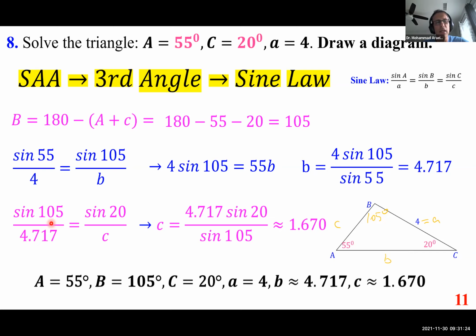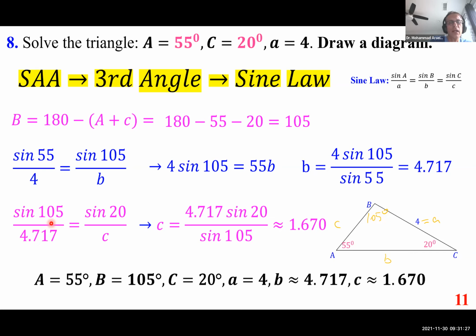So let's write everything that we have. A and C were given. We are adding B to be 105 and the sides A, B, C. And again, it's an approximation because we did just with some decimals.